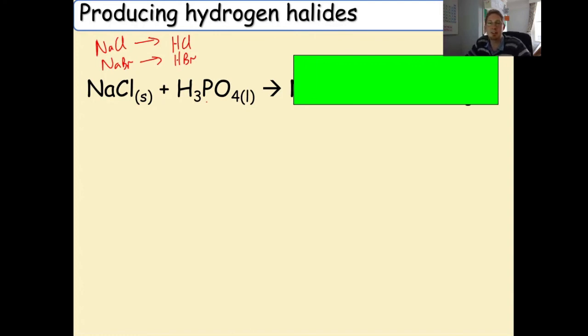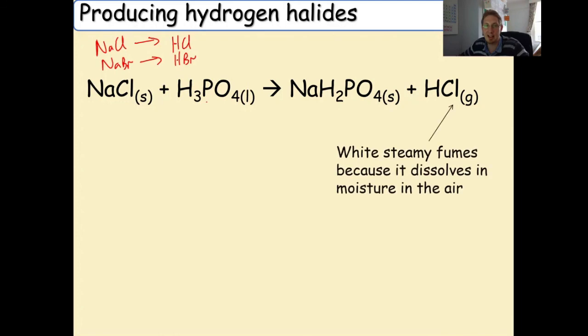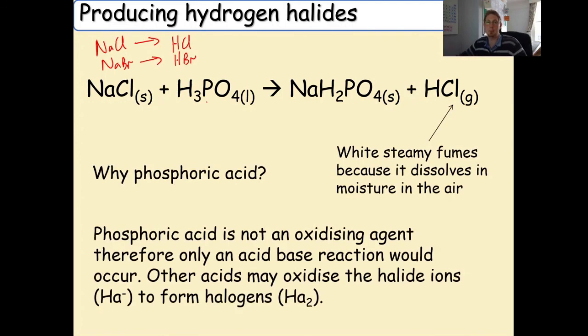You need something that is an acid but is not an oxidizing agent, and phosphoric acid is the most obvious choice. Phosphoric acid is not an oxidizing agent, therefore you only get the acid-base reaction. As with sulfuric acid, where you only displace one of the hydrogens, here we don't end up with sodium phosphate, we end up with sodium dihydrogen phosphate when we react these two things together, releasing HCl, which, as you should know, makes steamy fumes.